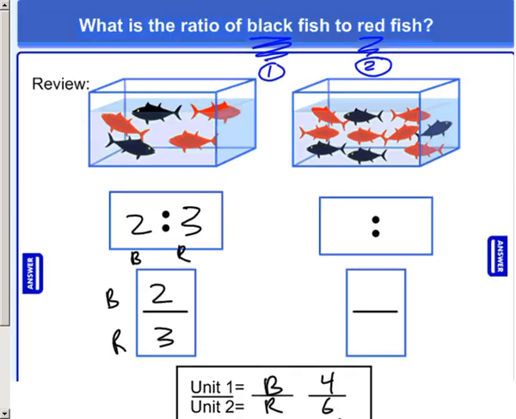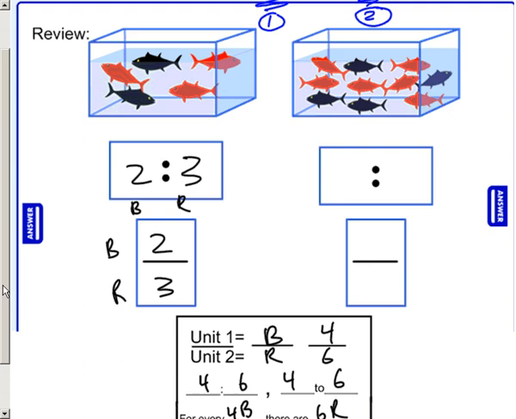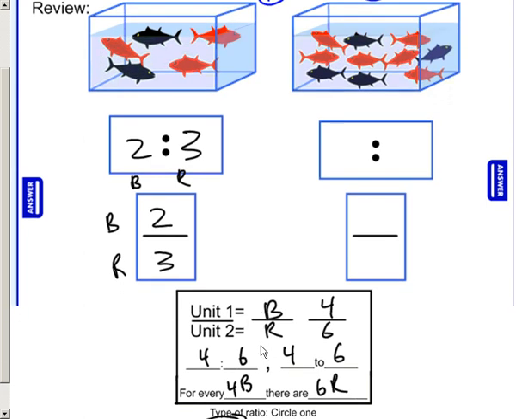All right, and you can check your answer here. I was comparing black to red. There are 4 black, there are 6 red. I can also write that as 4 colon 6, 4 to 6, or say for every 4 black, there are 6 red.